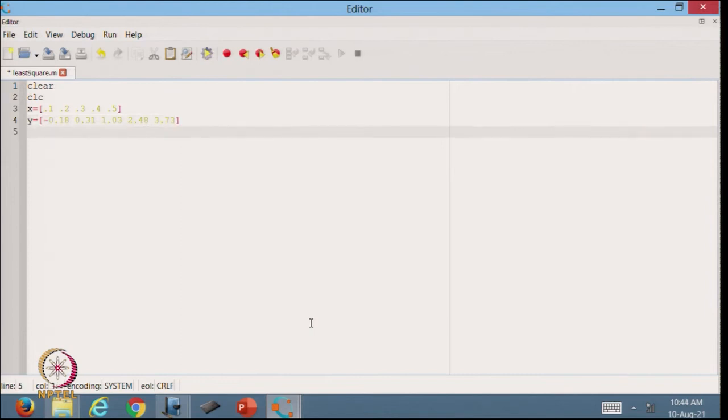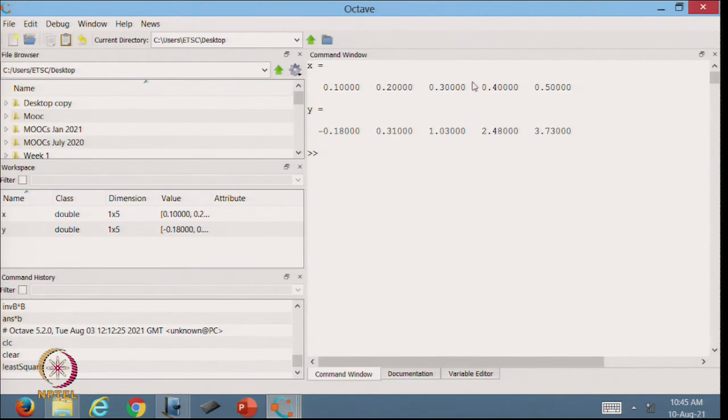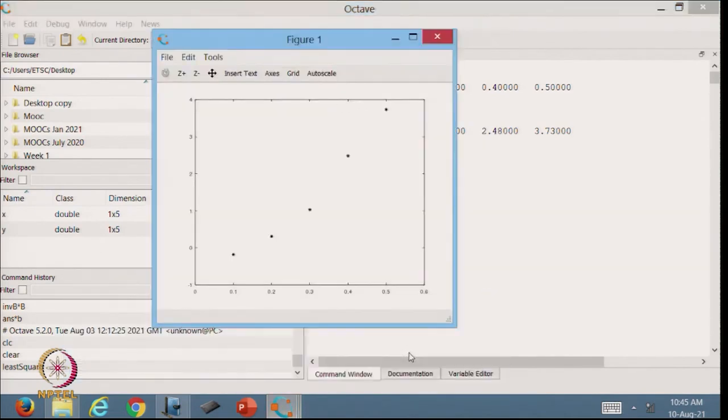Now, whatever the points are given to us, I want to plot these points. So, I will write plot x, y. I just want to plot this one with points, so I write k star, meaning black star. Now, if I stop here and run this, this is my x coordinates and this is the y coordinates and this is my plot.